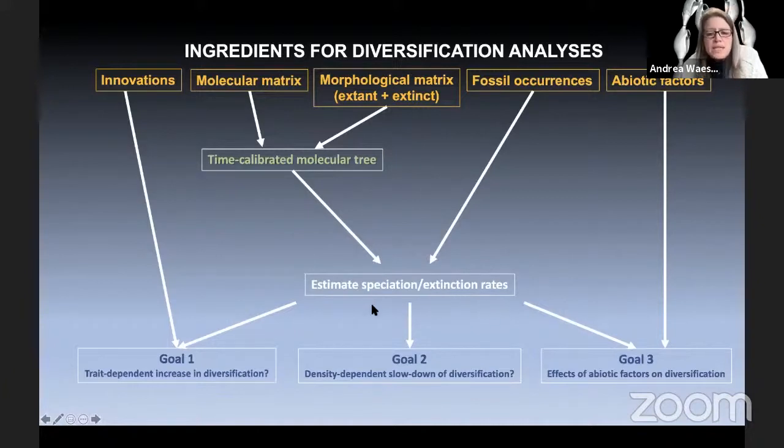And we will use these rates to address three main goals. So goal one is to look at possible trait-dependent increases in diversification. Are there any of these innovations that may have led to an increase in diversification? Goal two: are we seeing a diversity-dependent slowdown of diversification? So as more and more species originate, ecological niches are being filled, are we actually seeing a slowdown of diversification? And goal three would be to look at the effects of abiotic factors on diversification rates.